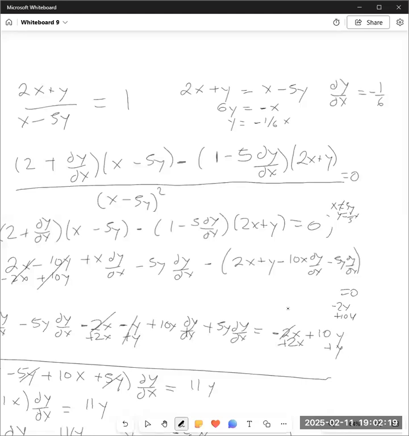So don't just look at something because it has x's and y's in it and assume that you have to do implicit differentiation. Usually your instructions will say something along the lines of find the derivative implicitly if necessary, but you prefer to find the derivative explicitly if you can. So let's go ahead and finish up with number 11 here.